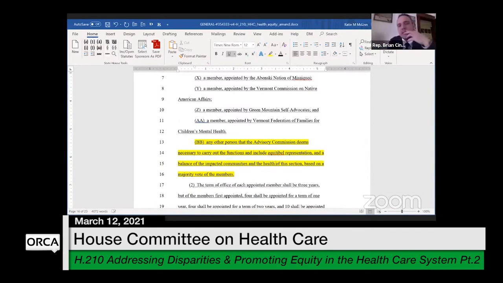inclusion of health provider voices or perspectives. Okay. I have my hand raised. Can I say the thing I was going to say?